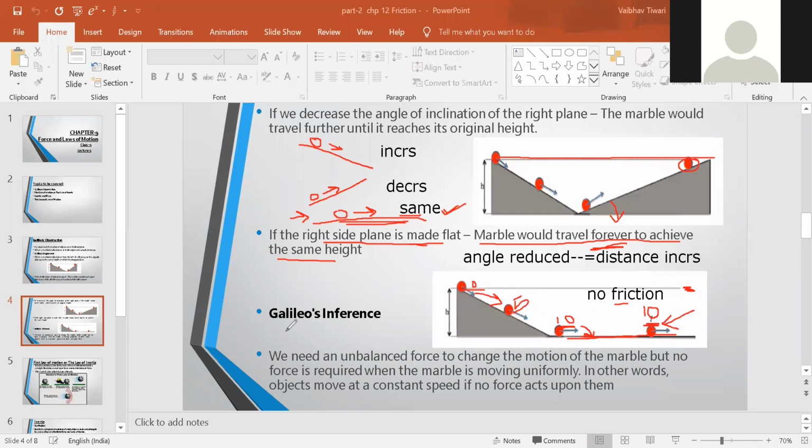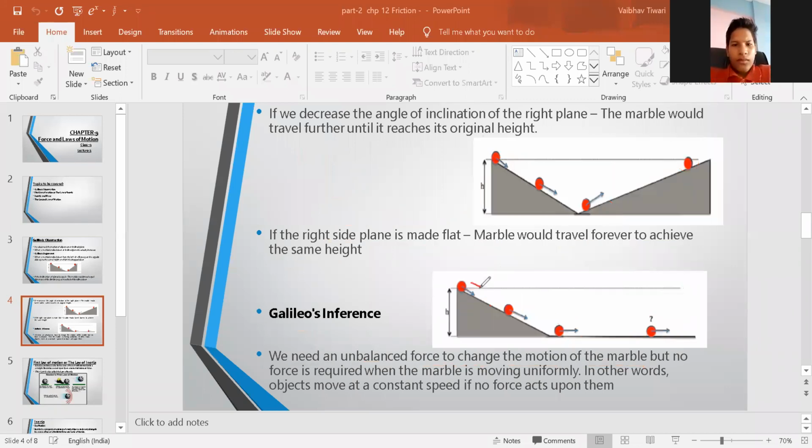So this is what he concluded. Let us see what is Galileo's inference. He said that we need an unbalanced force to change the state of motion of the marble. Here we can say that we need an unbalanced force to change the state of motion of a ball, either to stop a moving body or to move a stationary body. But this is very important: no force is required when the marble is moving uniformly.